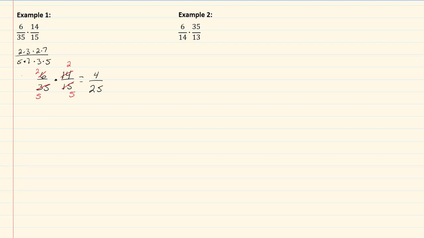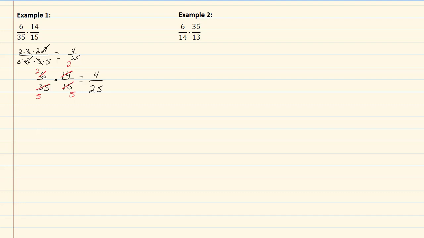Now if I go back up to the one where I had it in a prime factored form, and I started crossing off ones that are alike, notice that I still end up with 4/25. So 2 ways to get to the same answer. You don't really want to be multiplying 35 times 15. The numbers get big, and it's really hard to reduce when they get bigger.